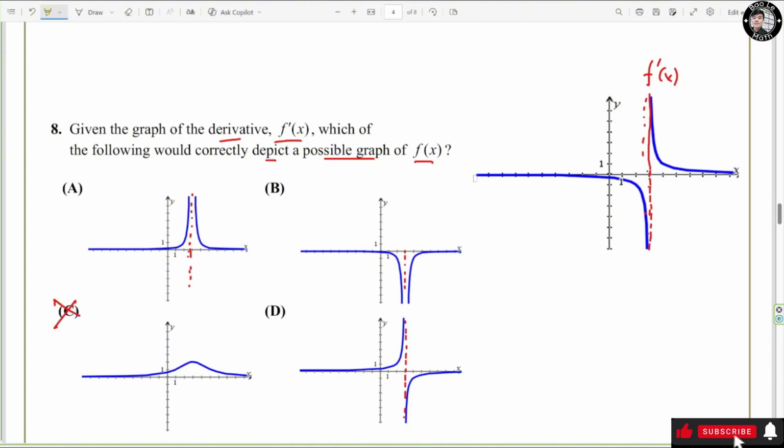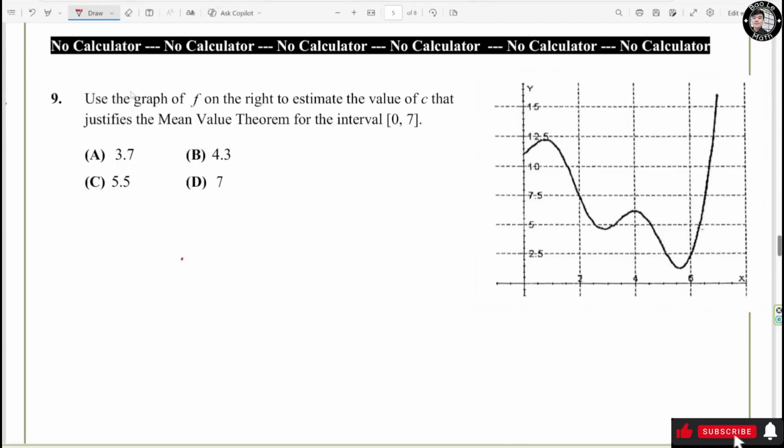Now observe that the function f prime of s is less than 0 because it's below the axis on the interval negative infinity to 3. So it tells us that the function f(s) must be decreasing on this interval. Looking at this one right here, we see that the function f(s) is increasing, so this one is wrong. Now this one is increasing, so this one is wrong. Only B is correct.